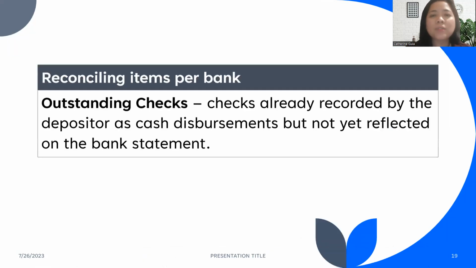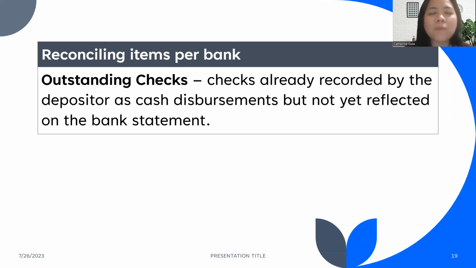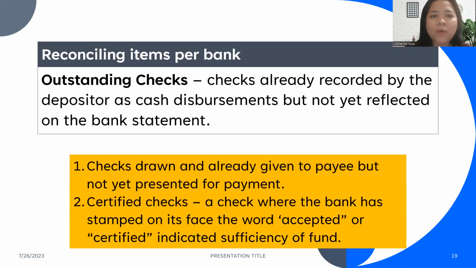Okay. Next, outstanding checks. These are checks already recorded by the depositor as cash disbursements, but not yet reflected on the bank statement. These are checks given to the supplier or to the payee, which the payee did not yet encash. Okay? So we have here number one, checks drawn already given to the payee but not yet presented for payment. Correct? And number two, certified checks. A check where the bank has stamped on its face the word accepted or certified, indicating sufficiency of funds. And it says that certified checks should be excluded from outstanding checks.